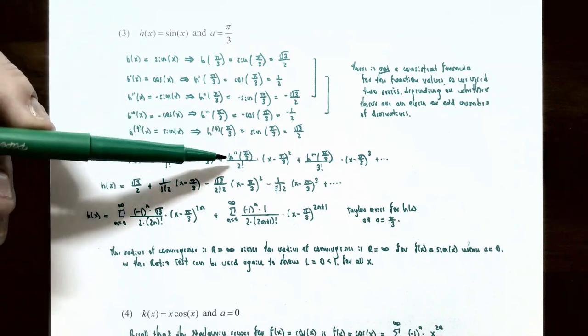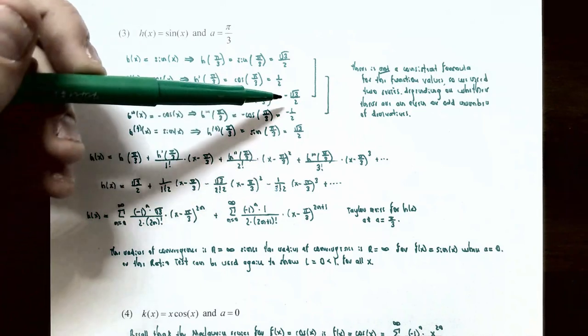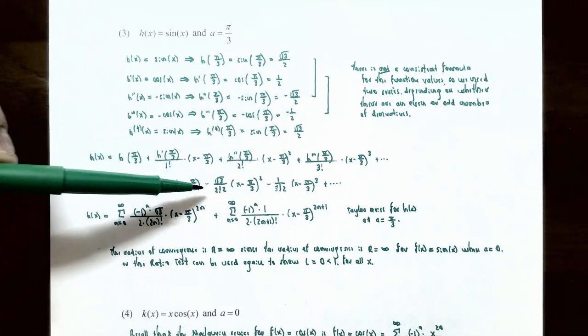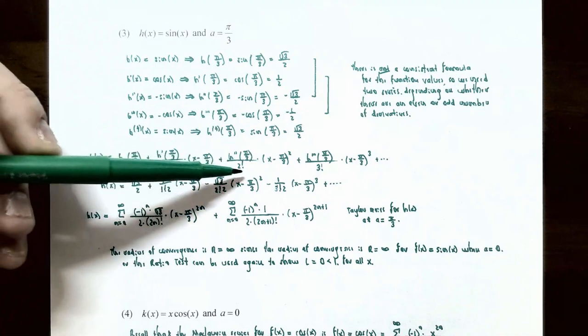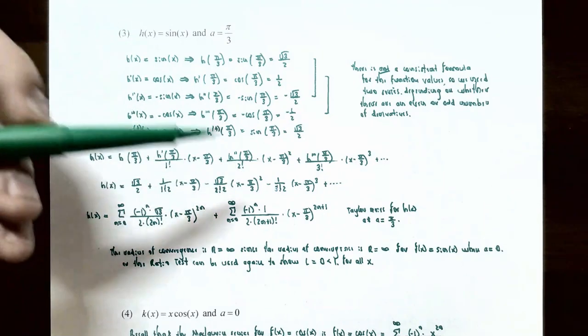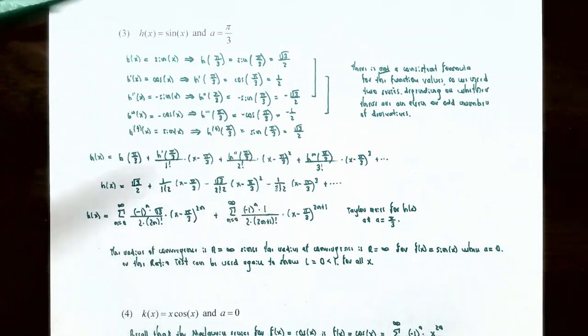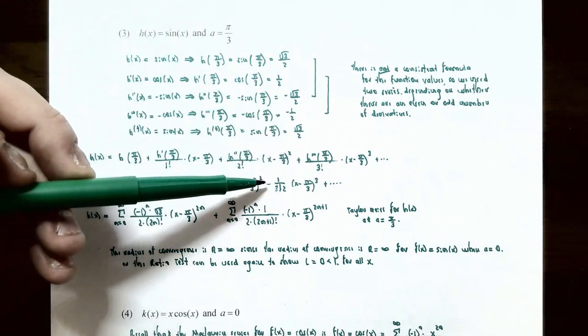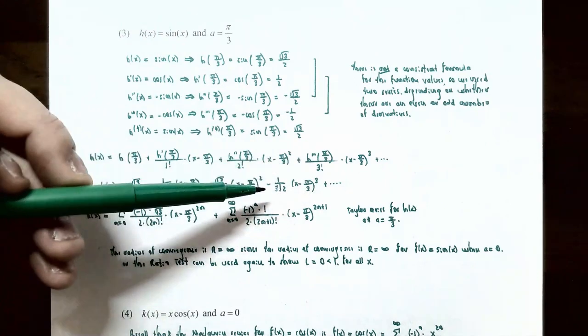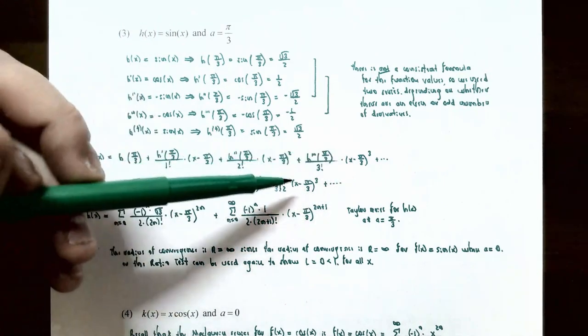The second derivative evaluated at pi over 3 was negative square root 3 divided by 2, so you have negative square root 3 divided by 2, and you also have a 2 factorial in the bottom of the fraction, times (x minus pi over 3) squared. The third derivative evaluated at pi over 3 was negative 1 half, so you have negative 1 half, and you also have a 3 factorial in the bottom of the fraction, times (x minus pi over 3) cubed.